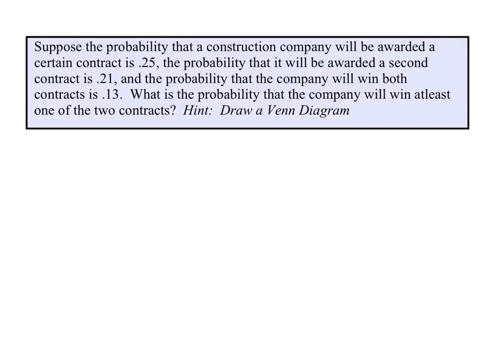Well, first, I did give the hint here of drawing a Venn diagram, and we certainly could do that like this, and then I'll talk about how we could have done this with the addition rule we learned about in the previous video. You could say, well, the probability they get both contracts is 0.13. So the probability they get the first contract is 0.25 total. That means that 0.12 goes in here. That's the probability they get that contract alone.